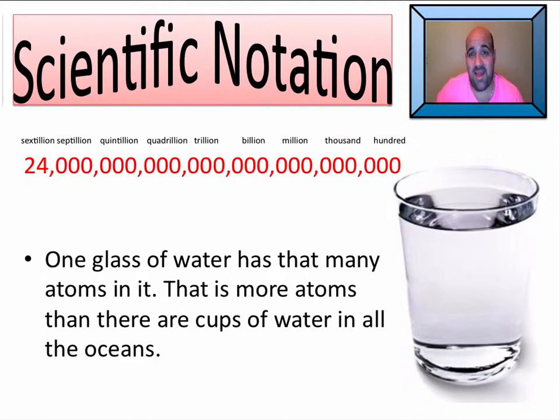Now imagine how many glasses of water there are in the ocean to figure out how many atoms of water there are. Not even on the Earth, because there's water in the air, there's water in lakes, there's water on the ground, there's water in our bodies. So there's a lot of atoms of water. Atoms are very, very tiny. And that might give you some idea why we need scientific notation.